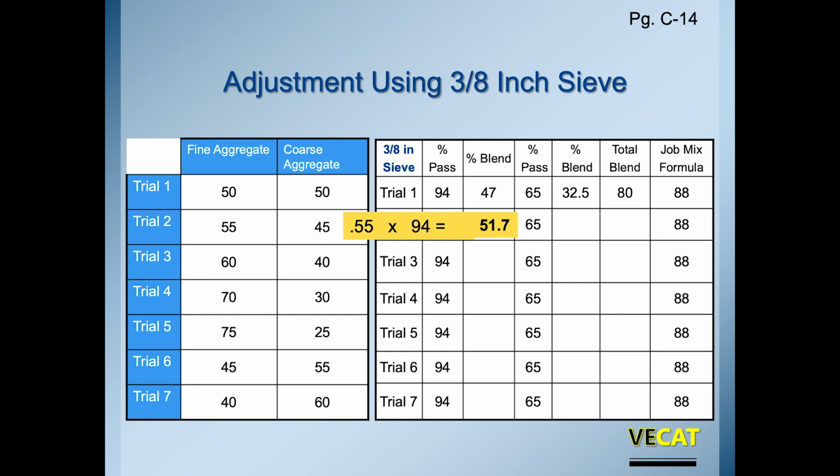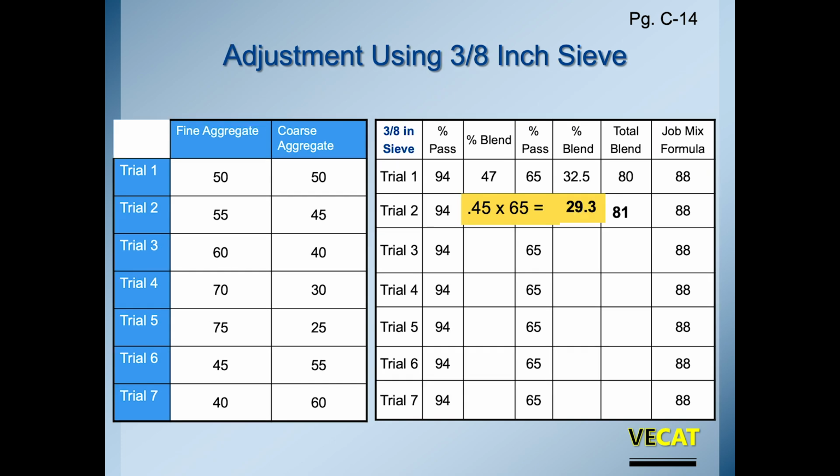And then we essentially do the same thing we did earlier, but we're just doing it on the 3/8" sieve now. We take 0.55 for that fine aggregate, multiply it by the percent passing for that sieve, which was 94, and now we get 51.7. We carry that across and do the same thing for our coarse aggregate. We had 45% there, so we do 0.45 times 65, and we now get 29.3. We total those two together and we get a total blend of 81. As you can see, we're still off of our target of 88.